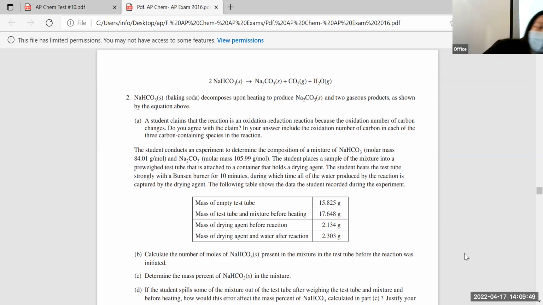Number 2. Baking soda decomposes upon heating to produce sodium carbonate and 2 gaseous products, as shown by the equation above. A student claims the reaction is an oxidation-reduction reaction because the oxidation number of carbon changes. Do you agree with the claim? In your answer, include the oxidation number of carbon in each of the 3 carbon-containing species in the reaction.